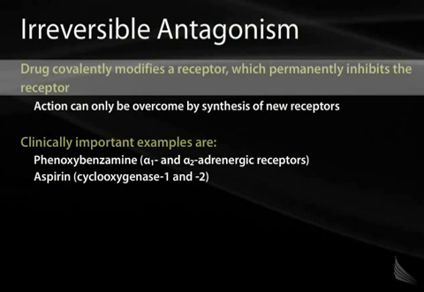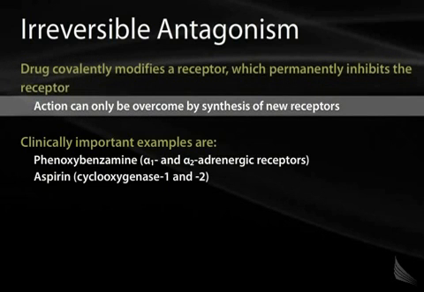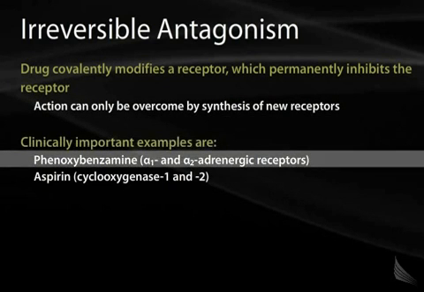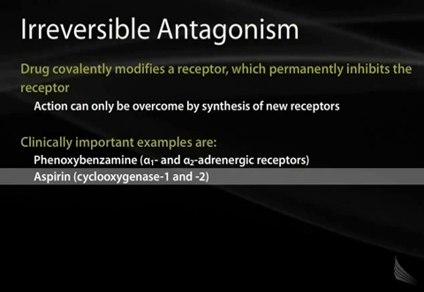Irreversible antagonism, also known as suicide antagonism, involves a drug that covalently modifies a receptor, which permanently inhibits that receptor. And the action of this can only be overcome by synthesis of new receptors. The most important examples for this are phenoxybenzamine, which is an antagonist at alpha-1 and alpha-2 receptors, and aspirin, which will irreversibly inhibit cyclooxygenase 1 and 2 in platelets. Therefore, the body must make new platelets to overcome aspirin. This is why we don't give aspirin directly before surgeries, because patients will not be able to clot very well.